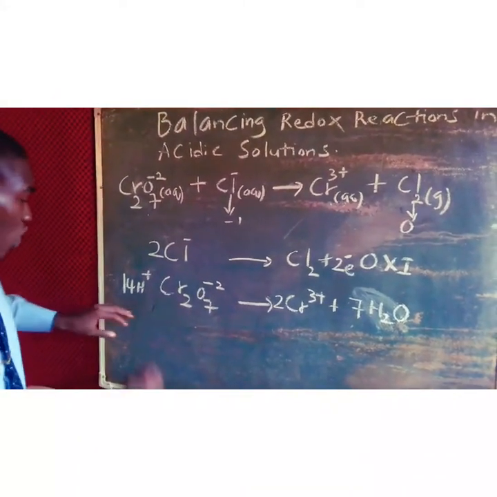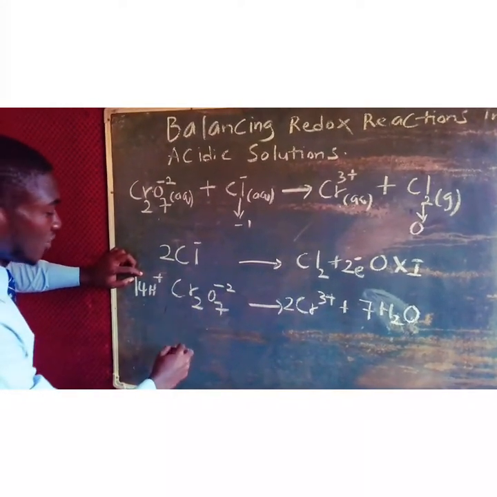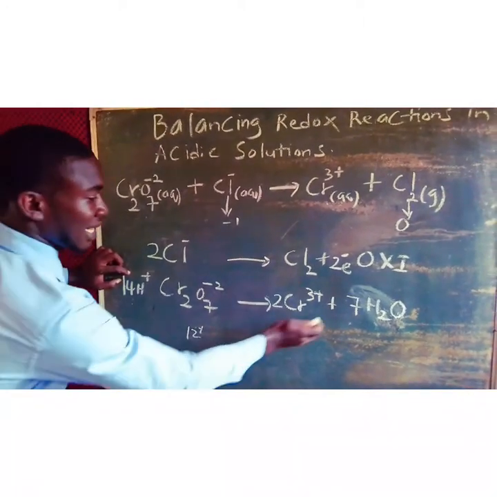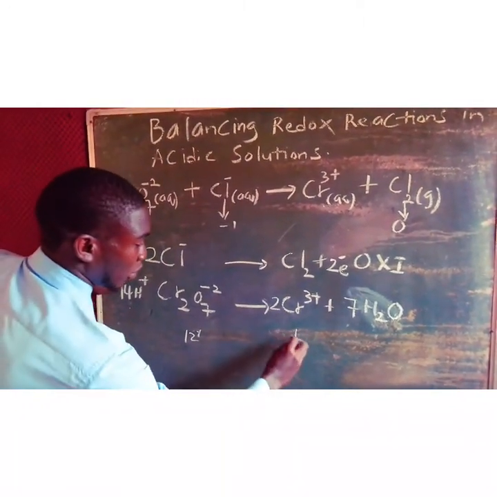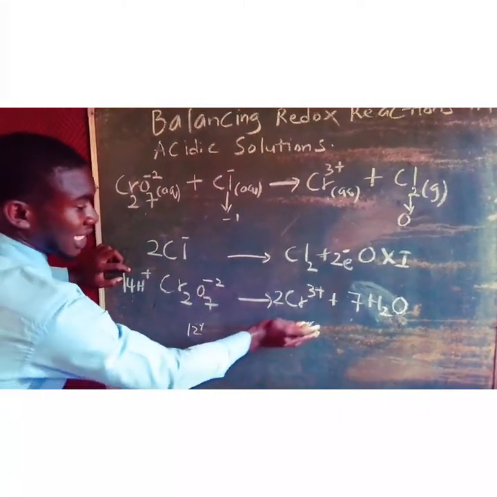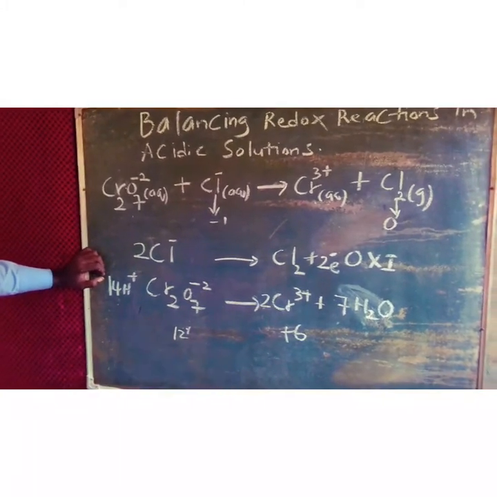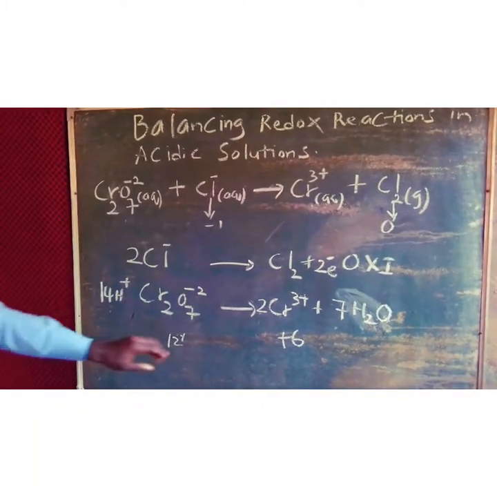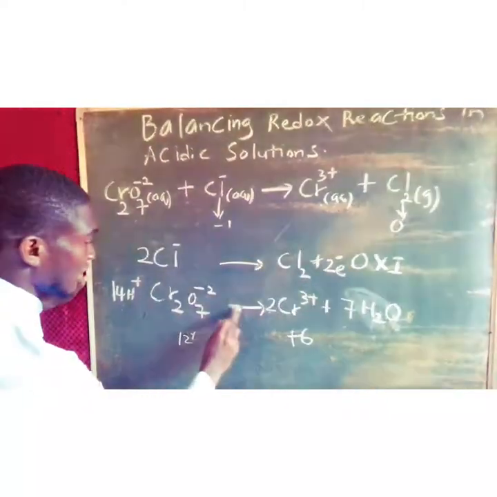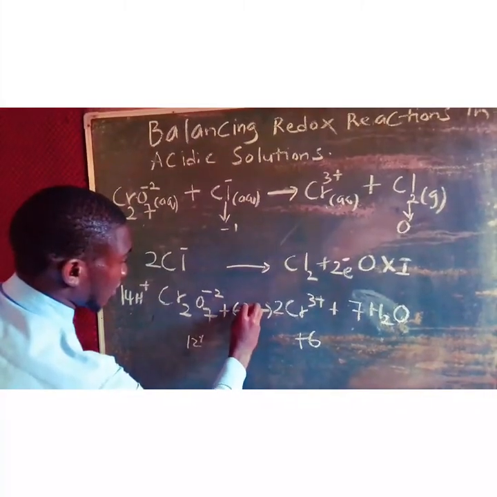Under this place, we have 14 minus 2. So the entire charge we have here is plus 12. While the entire charge here is just plus 6, because 2 times 3 here is 6. So how do we balance this? We add more electrons to the side with the highest charge. So how many electrons do we add here? 6 electrons. So let's just clean this a bit and then add 6 electrons.